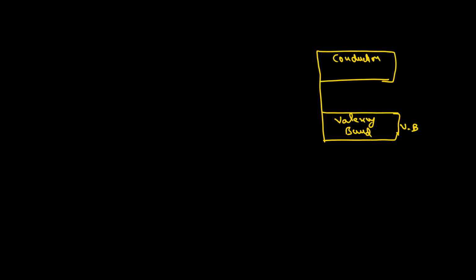Here every orbit has a certain band. Now I'm taking the outermost orbit. The outermost orbit band is a valency band. In short, I will write this valency band as VB. And later it has another band. That band is the conduction band. The conduction band is nothing but the free electrons band. I will write this as CB.